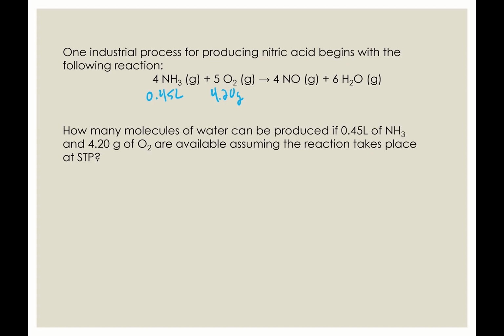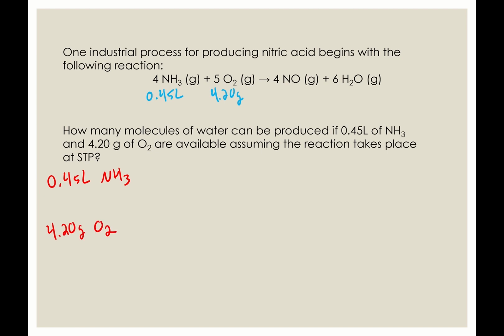For a limiting reactant problem, we need to figure out how much product each reactant can make individually and then compare. So we're essentially going to do stoichiometry 2 times. We'll do it once for the ammonia, the NH3, and then again for the oxygen. So we're going to start with our 0.45 liters of NH3, and we'll actually do this at the same exact time, having 4.2 grams of oxygen.